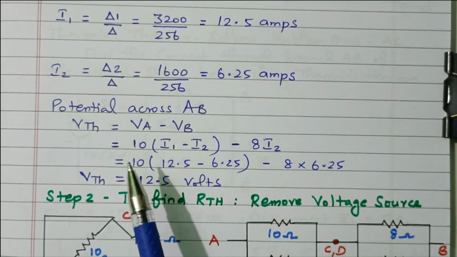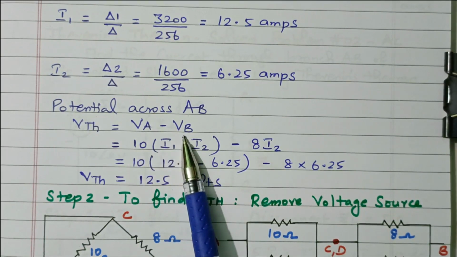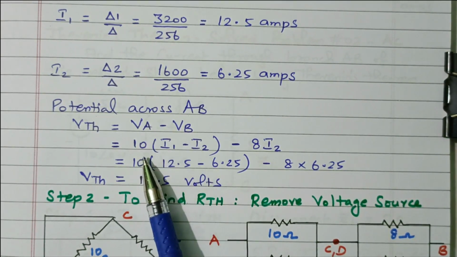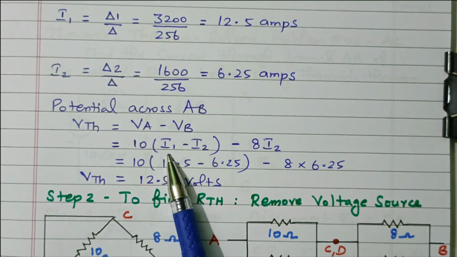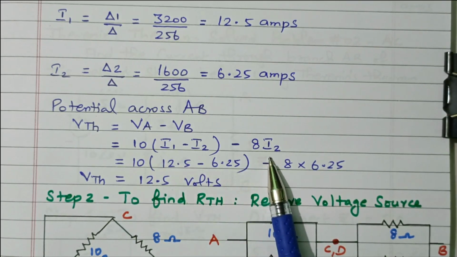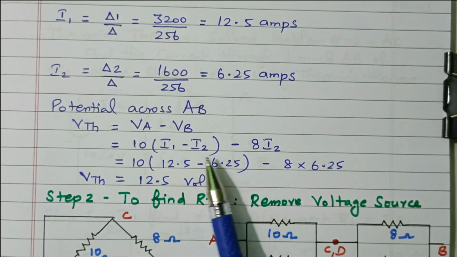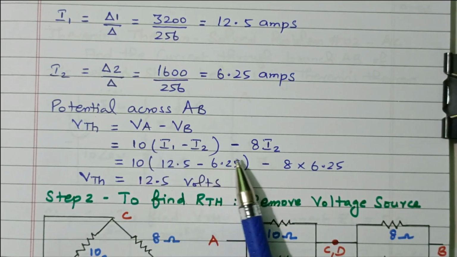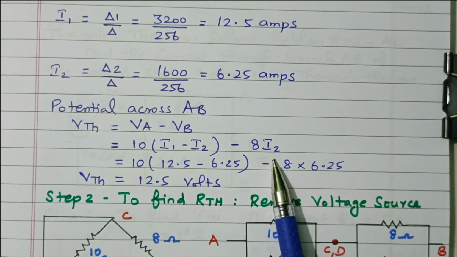So V Thevenin is nothing but VA minus VB, the voltage drop across A minus B. What is the voltage across A? It is 10 into I1 minus I2, minus 8 into I2. So this 10 ohm is available at terminal A, and the 8 ohm is available at terminal B.